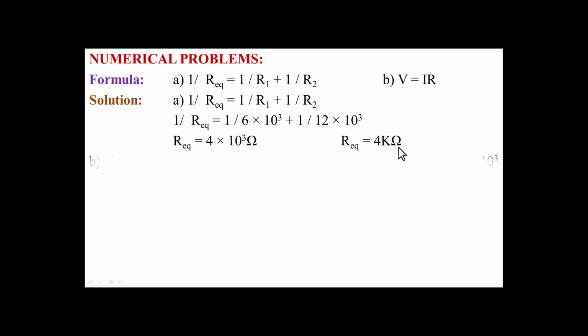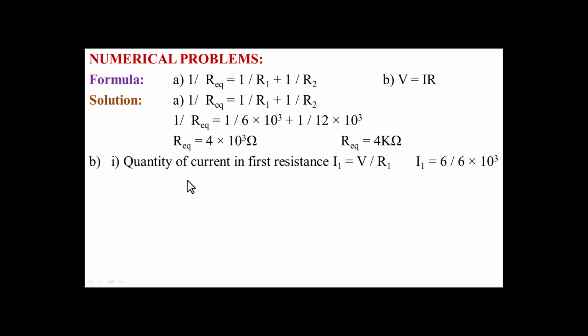Now we will find the B part. In B part, quantity of current in the first resistance: I1 is equal to V upon R1. That is, I1 is equal to 6 upon 6 multiplied by 10 raised to power 3. Then 6 cancels out by 6. So I1 is equal to 1 multiplied by 10 raised to power minus 3. This implies that current I1 is equal to 1 milliampere.